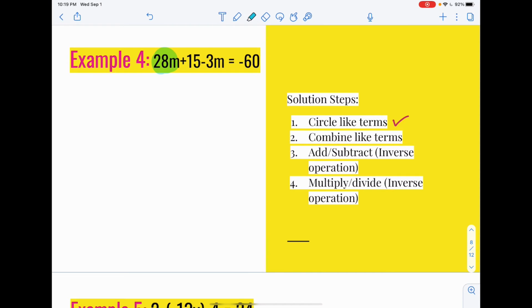28m and negative 3m. Then let's combine like terms. 28m, I can rewrite them since it has the distributive property to show you. Here we go. So 28m plus negative 3m, or you can also say 28m minus 3m, will be 25m.